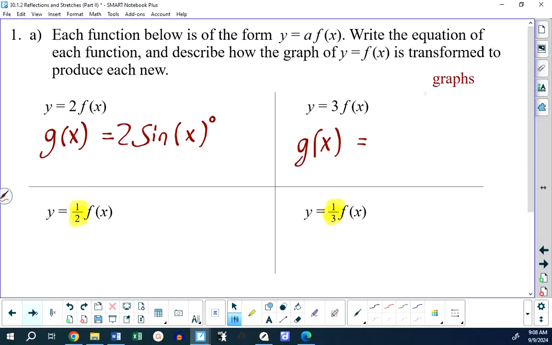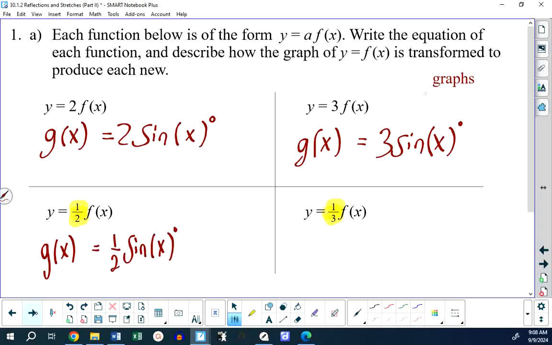I mean, if I wanted to be technically absolutely on top of my game here, I would maybe write h of x for the next, and j of x for the next, and m of x for the next. I'm just calling them all g of x, but you should understand they're not all the same function. They're different functions, right? So g of x here is 3 sine of x degrees. G of x here, the new function, would be 1/2 multiplied by sine of x degrees. And g of x here would be 1/3 multiplied by sine of x degrees.